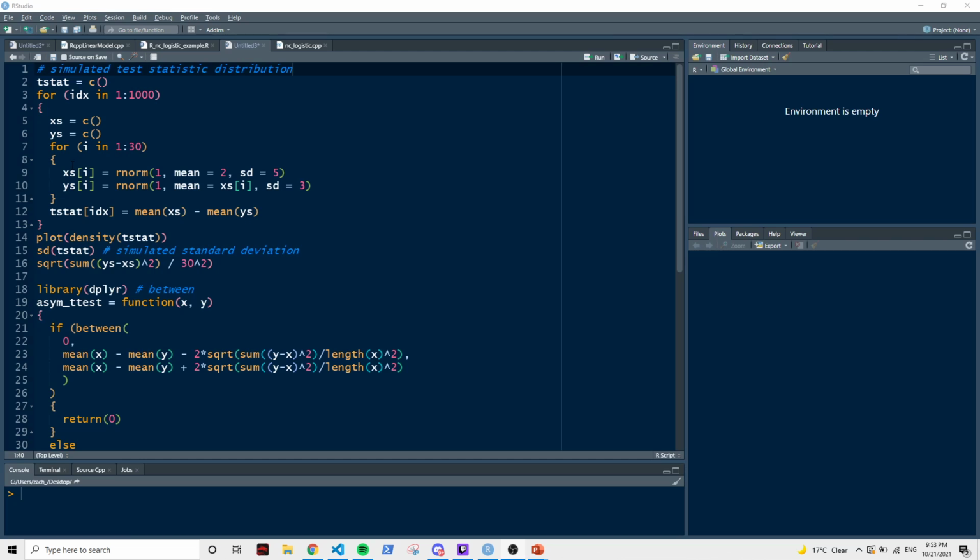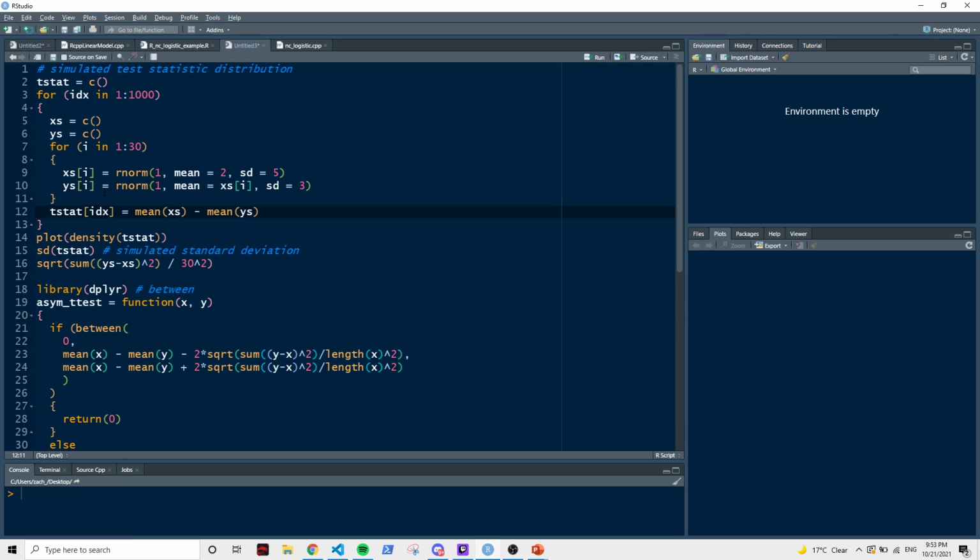So here what I'm doing is I'm generating some synthetic data to simulate the distribution of the test statistic. And so here I'm creating X, our X group, which has a mean of 2 and standard deviation of 5. And then our Y variable, which is our dependent variable, has a mean which is dependent on X, and then it has its own variation. And so the standard deviation of 3 here represents the variation of the dependent component, not necessarily the variation of y itself. Keep that in mind.